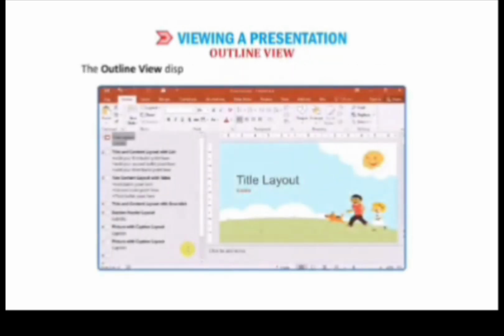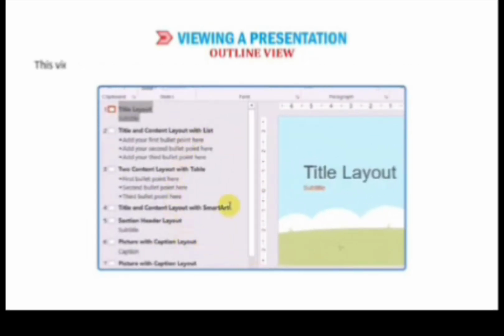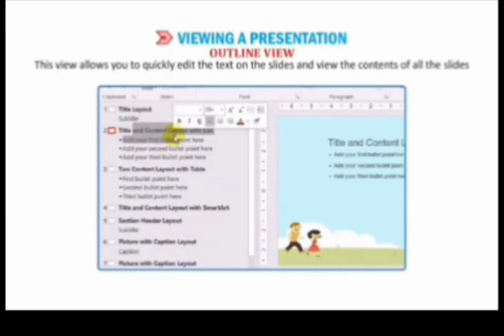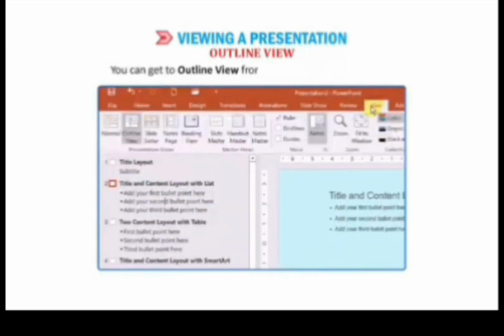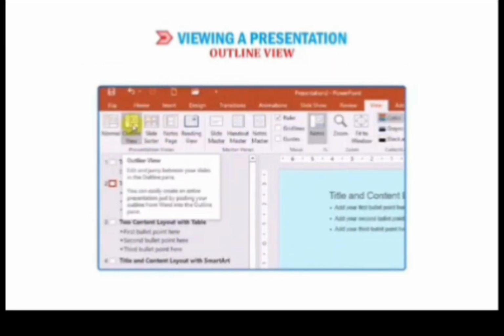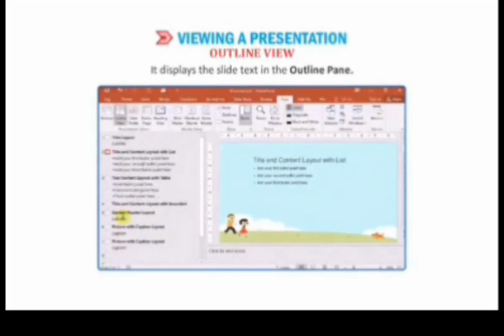Let us talk about Outline View. The Outline View displays only the text on your slides in the outline pane. This view allows you to quickly edit the text on the slides and view the contents of all the slides at once. Use Outline View to create an outline or storyboard for your presentation. You can get to Outline View from the View tab on the ribbon. It displays the slide text in the outline pane.